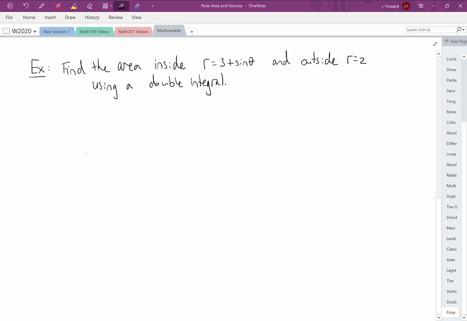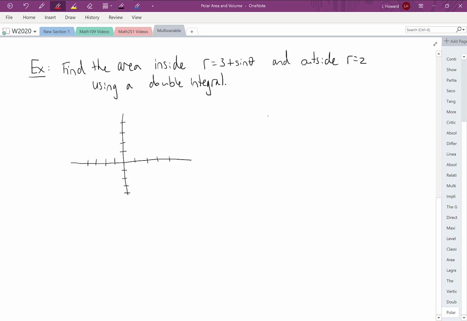What we'd like to do in this example is to find the area inside the curve r equals 3 plus sine theta and outside the curve r equals 2 using a double integral. So the first thing we should do is draw a picture and try to graph these two polar curves. I'm just going to go 4 units out along our x and y axes here.